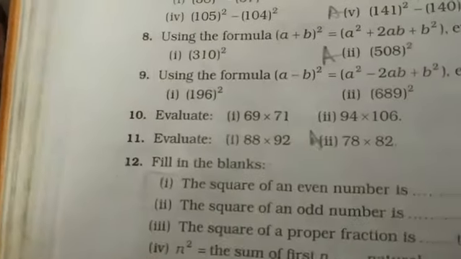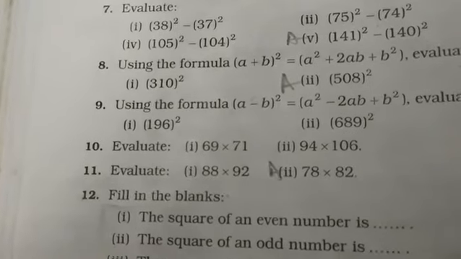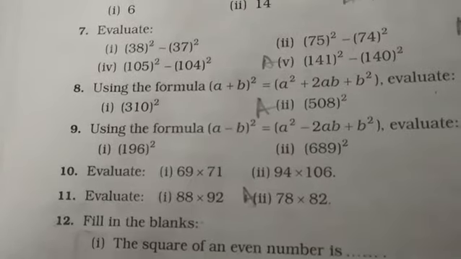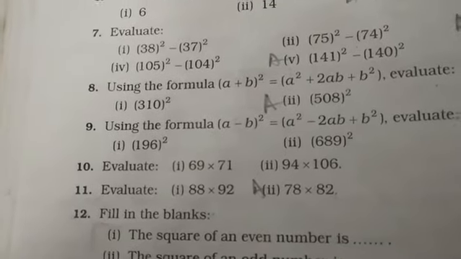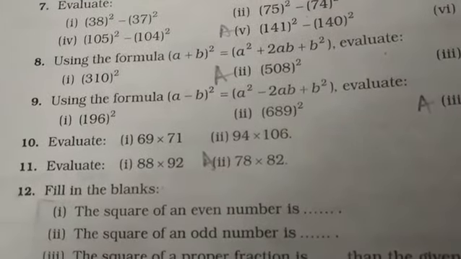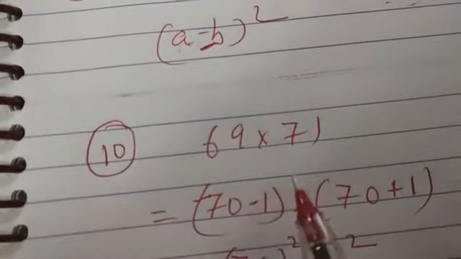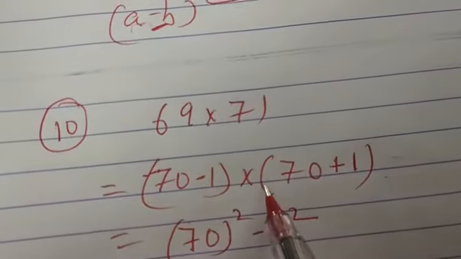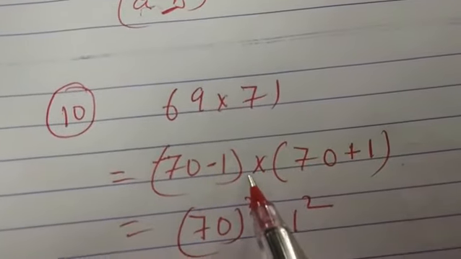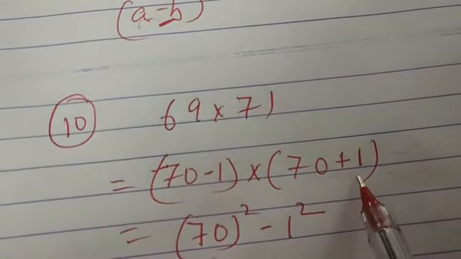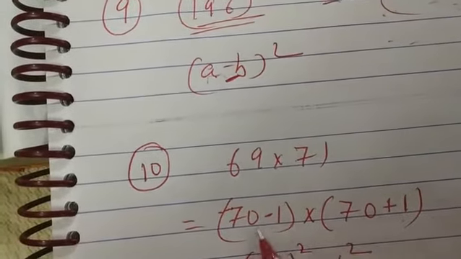Now question number 10 is evaluate 69 into 71. So this you can do with the help of the formula a square minus b square. So question number 10, 69 into 71. By using the formula, we can find it out. 71 can be written as 70 plus 1, and 69 can be written as 70 minus 1. So now this is a minus b and this is a plus b.